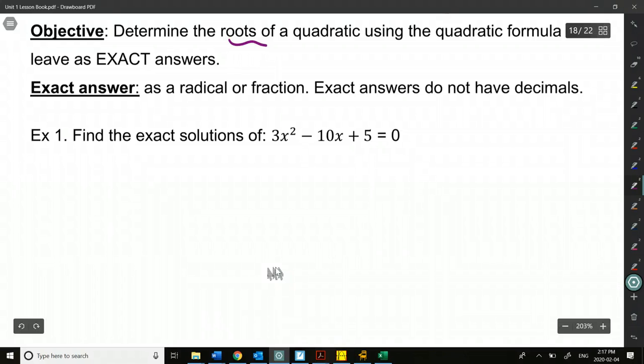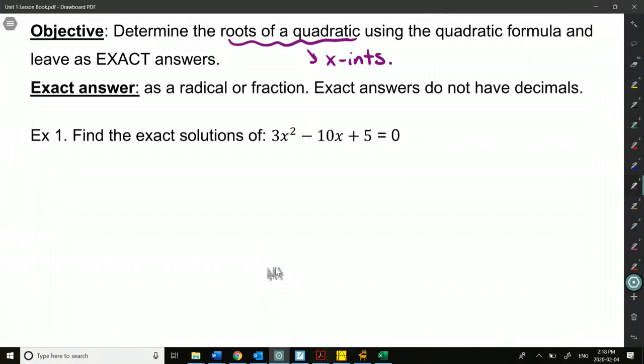So when we say the roots of a quadratic, what are we talking about? Declan? Yes, we're finding the x-intercepts. So we did a review of the quadratic formula a few days ago. We're just going to expand on that with our new knowledge of radicals to see if we can simplify but leave it in an exact format. Okay, so no decimals, they're in fraction and radical form.